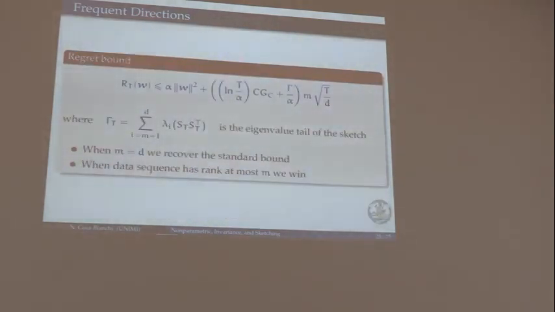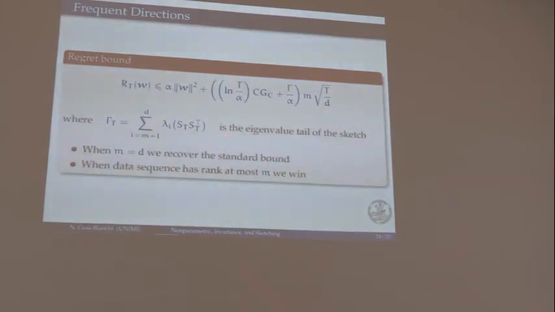And now you will have a different regret bound, which is a deterministic regret bound, and will depend on the, so now you're doing the deterministic sketching, you're keeping a rank m approximate sketch of your data matrix.